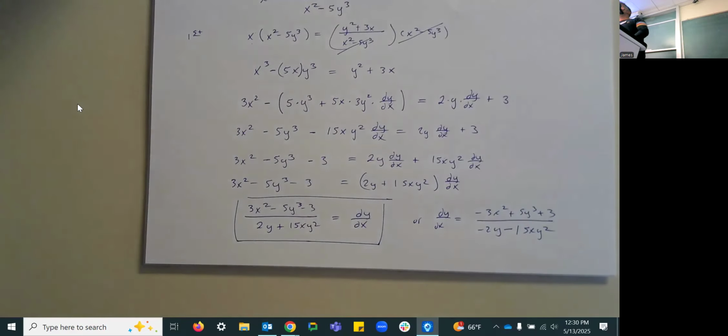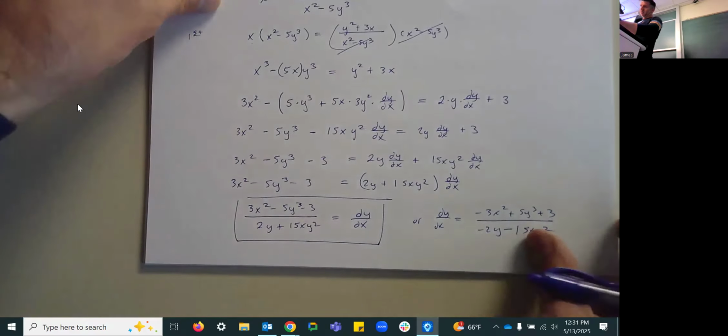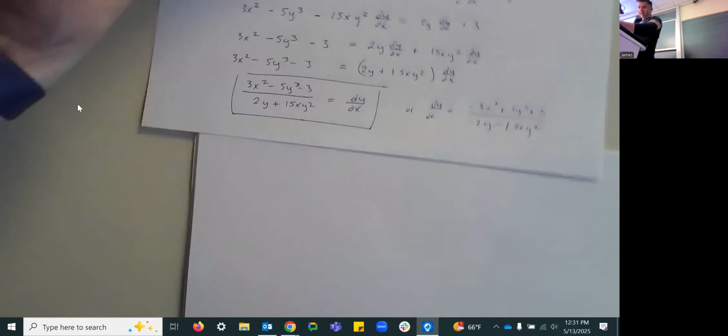So don't worry if your answer looks a little bit different than someone else's when you do this, because maybe you brought your dy dx's to the left and they brought their dy dx's to the right. Happens all the time. All right. So let's continue on here and talk about some related rates.